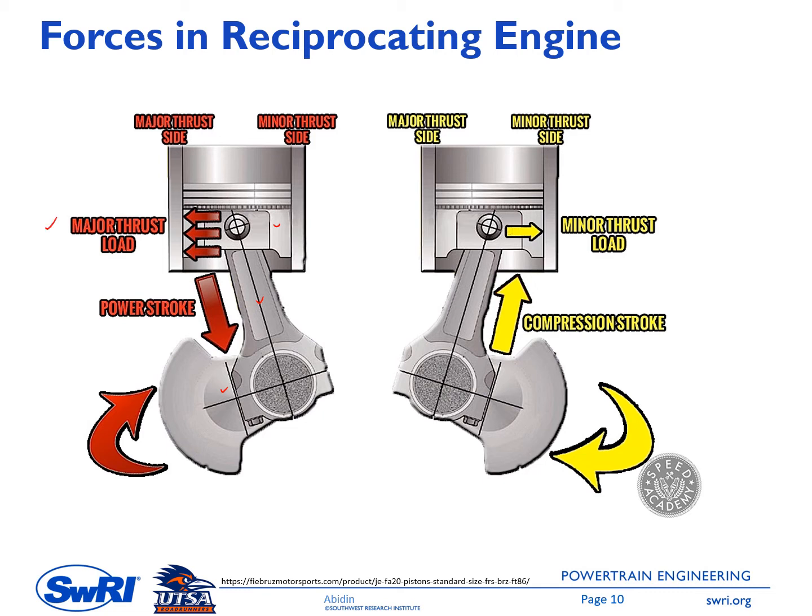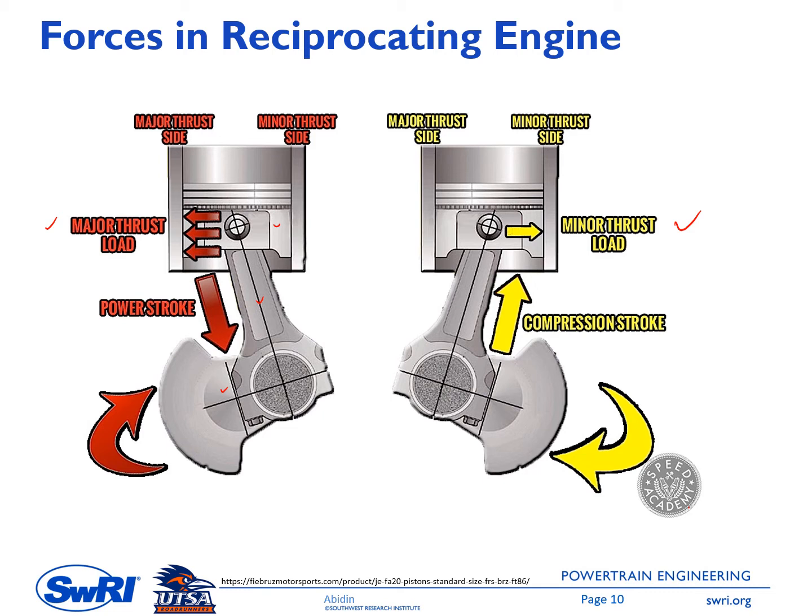Okay, and then when the piston moves up toward top center, this is represented by the figure on the right side. For example, this is during the compression stroke. Then there will be a force acting on the cylinder liner, and the direction is going to the right, and this will generate a load on the cylinder liner, and this is called a minor thrust load.